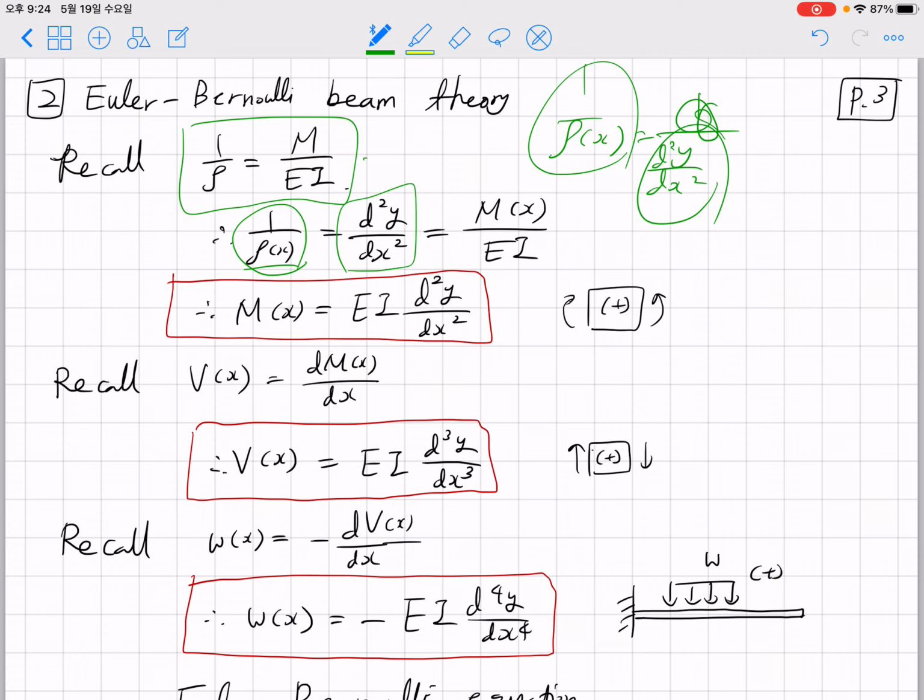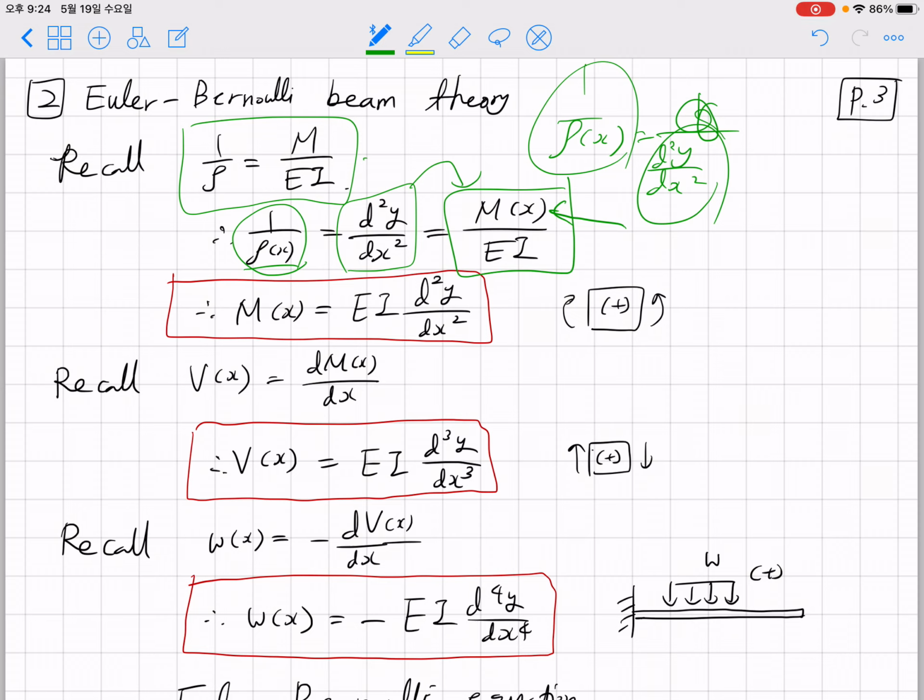Then you can connect this second order derivative with the moment diagram. Back in chapter 5 we learned how to obtain the moment and the shear force as a function of location, and out of the free body diagram and the analysis, we can obtain M as a function of location x.